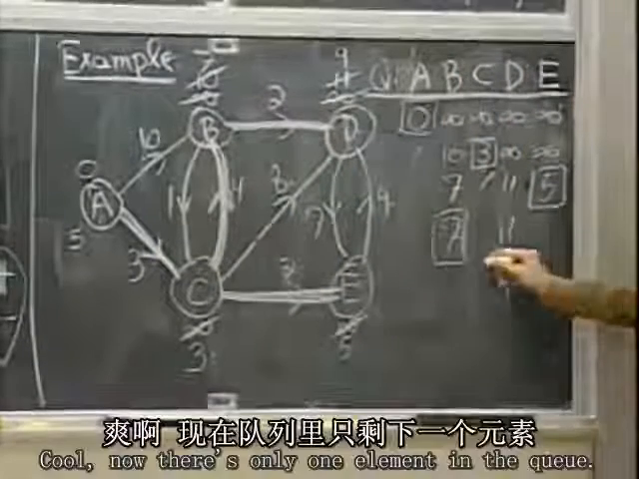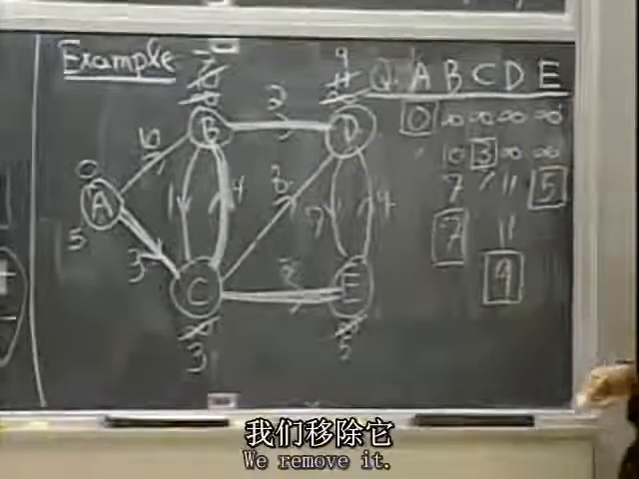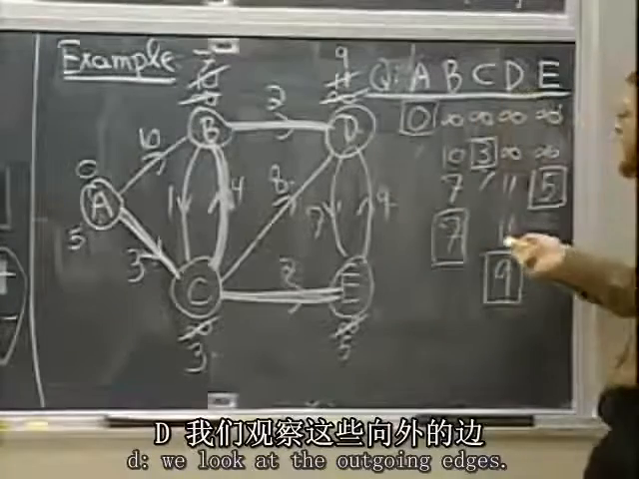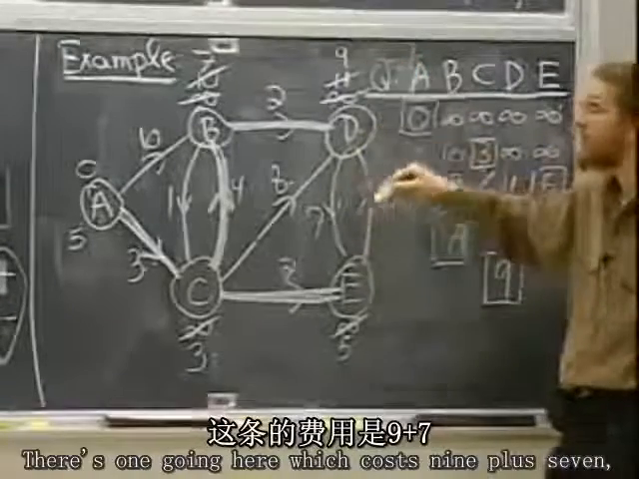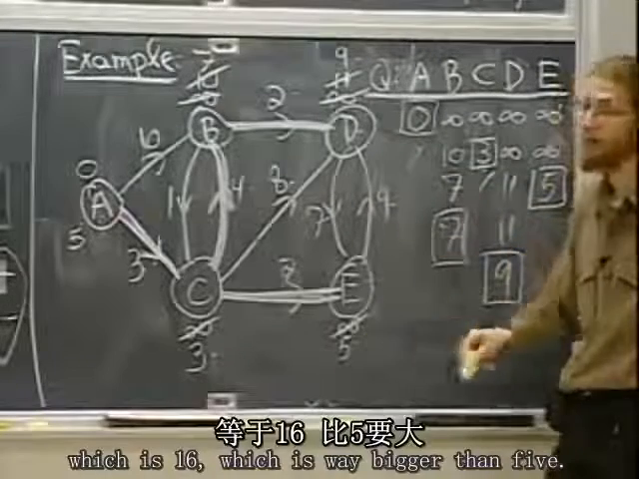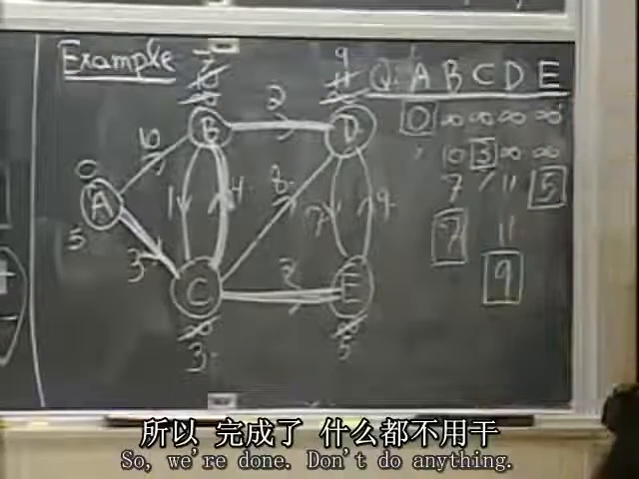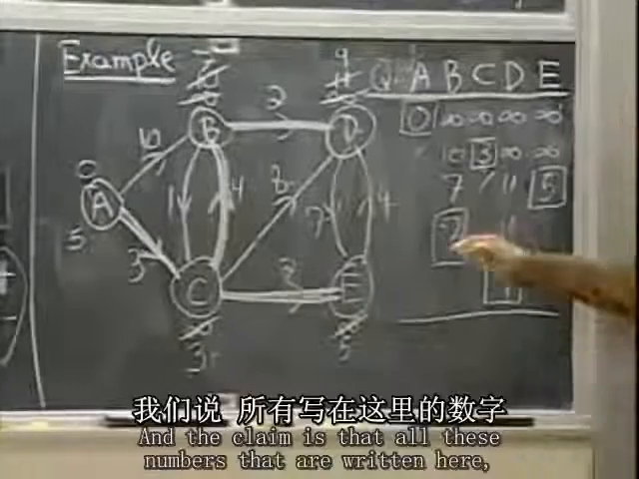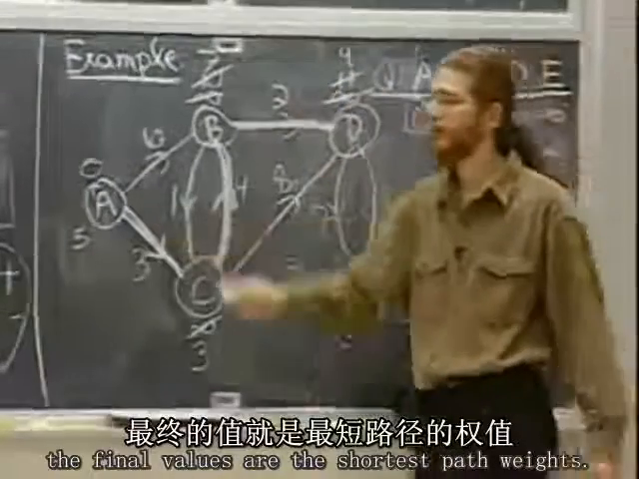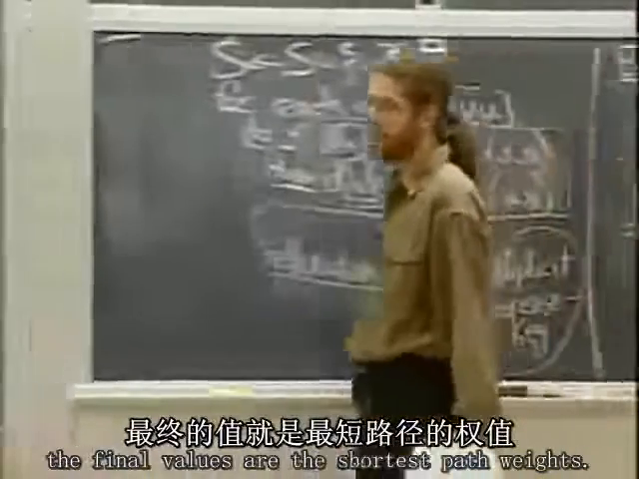Cool. Now there's only one element in the queue. We remove it. D, we look at the outgoing edges. There's one going here, which costs 9 plus 7, which is 16, which is way bigger than 5. So we're done. Don't do anything. At this point, the queue is empty. And the claim is that all these numbers that are written here, the final values, are the shortest path weights.